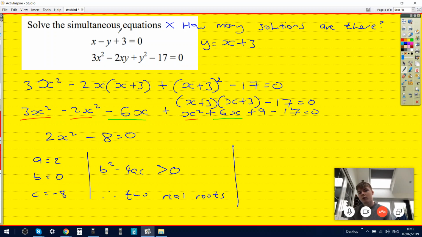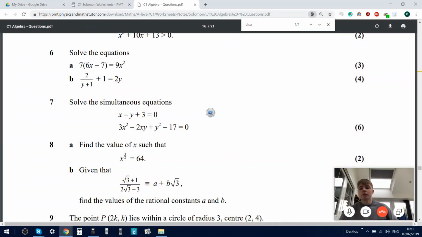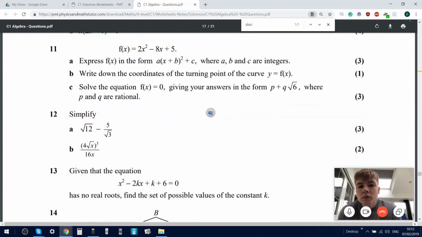The way you find the discriminant with two equations is you sub one into the other. You do simultaneous equations, and then you do the discriminant of that. And the other way is you could have subbed y for x, or the other way around, and then found the discriminant of that, and you'd still get 2 solutions. But that's that. I think that's the most of discriminant anyway.